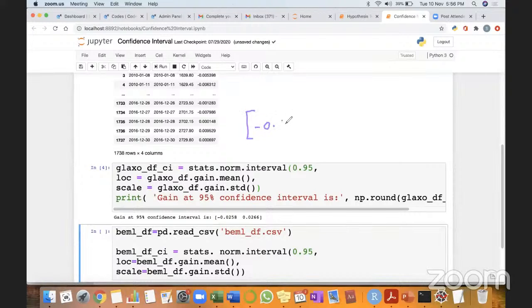Minus 0.0258 to 0.0266. That means if you take the entire company data and compute the gain for this column and the average of that gain, it would lie within this range. The negative value indicates a loss, the positive value indicates gains. So that means 2.5% loss and 2.6% gains. It will always be between these two values. That's how we can compute this for a real life situation. Now let us compute for BEML as well.